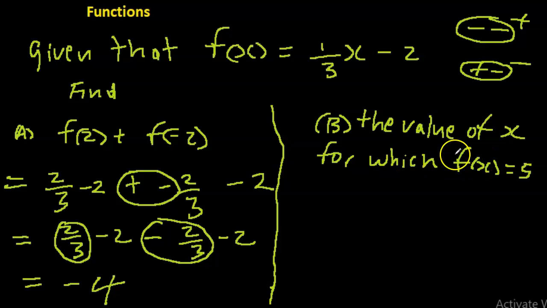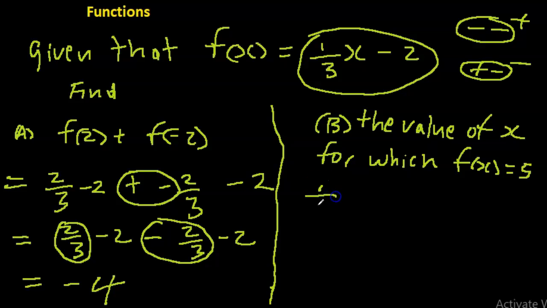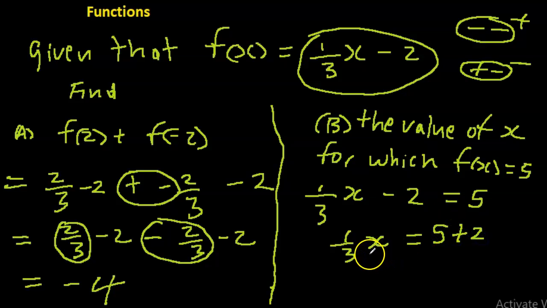So we are told f of x equal to 5. So this is f of x. So we equate it to 5. Alright, so now we want to solve for x. So we need to get rid of, let me just group the minus 2 over here. So 1/3 x equal to 5 plus 2, right? So 1/3 x is equal to 7.